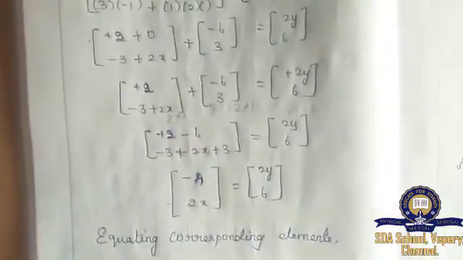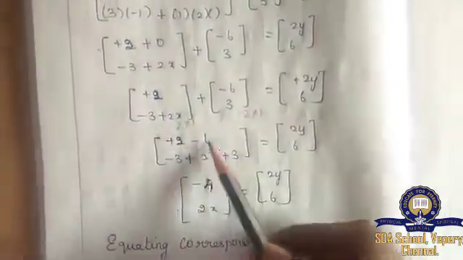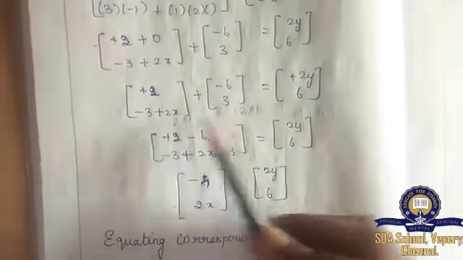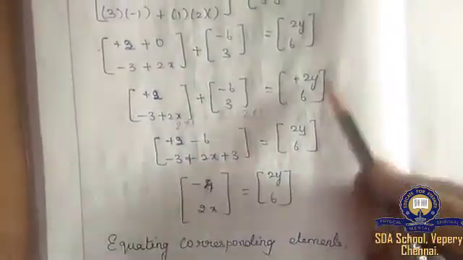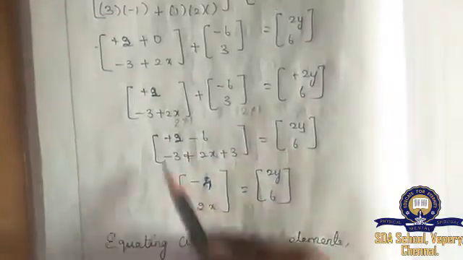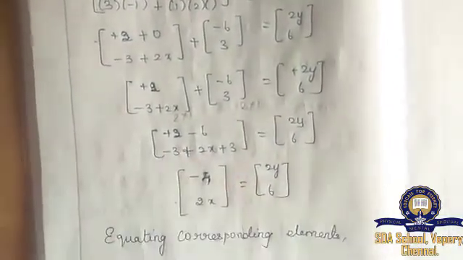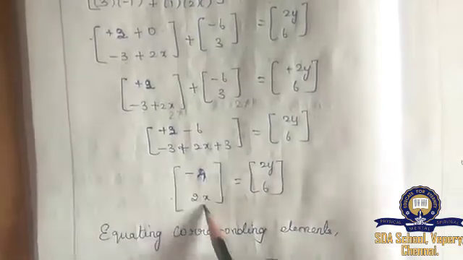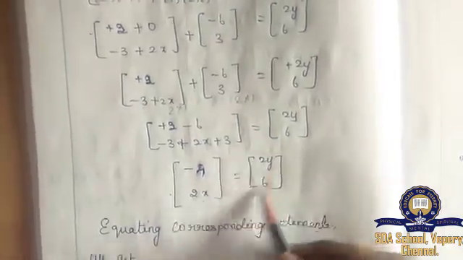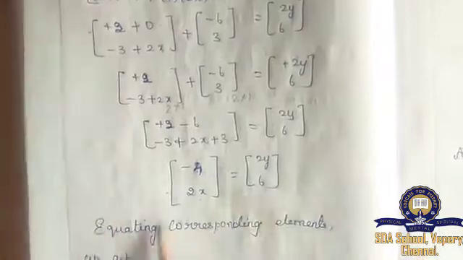So can I add this? Now what will happen? 2 minus 6 minus 3 plus 2x plus 3 equal to the right hand side. Now 2 minus 6 is minus 4, and minus 3 and plus 3 will get cancelled. So you will be left with 2x. Am I right? Which is equal to 2y and 6. Now we can say these two matrices are equal.